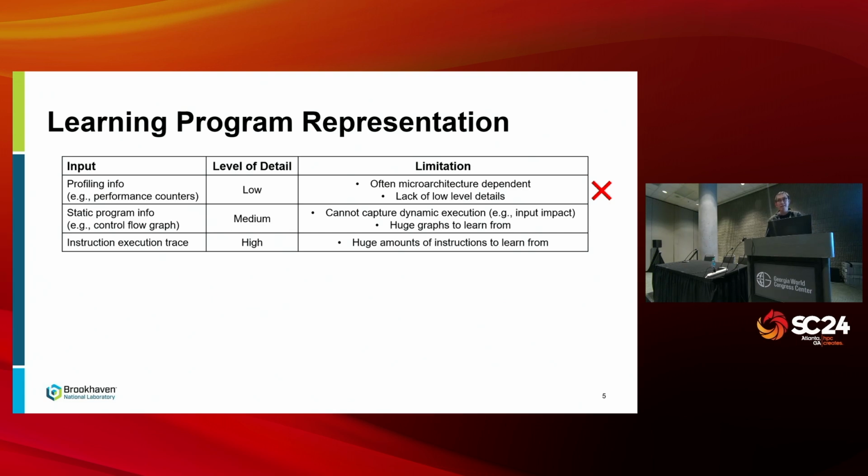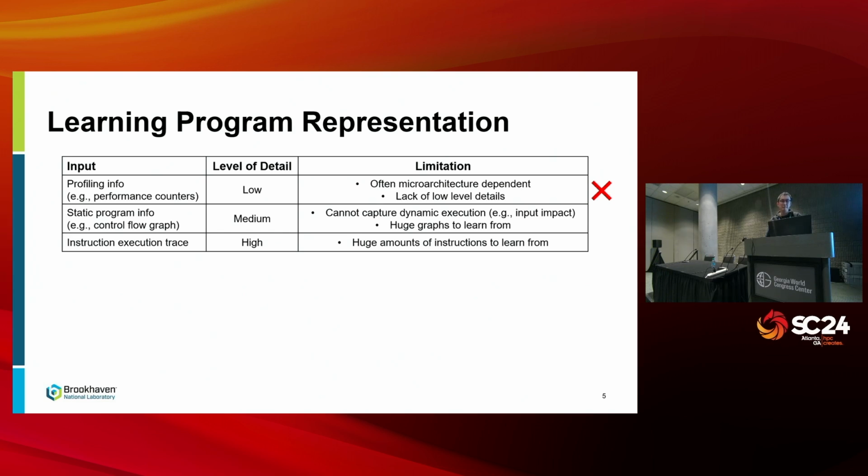The second possible choice is to use some static program information, such as a control flow graph, a data flow graph, etc. The main problem here is that this static information cannot capture the dynamic execution of the program. For example, when you have different inputs to the same program, it will result in different performance, but this information won't be able to capture that.